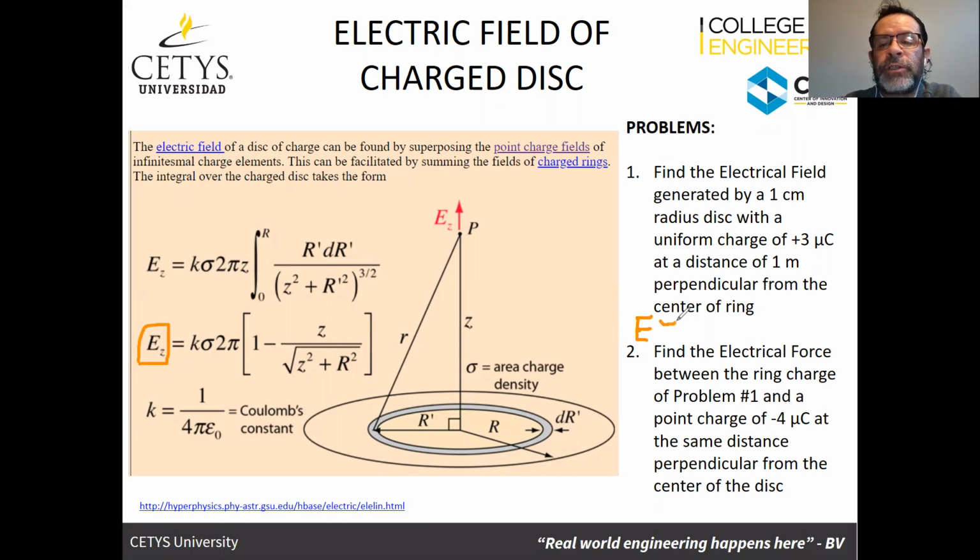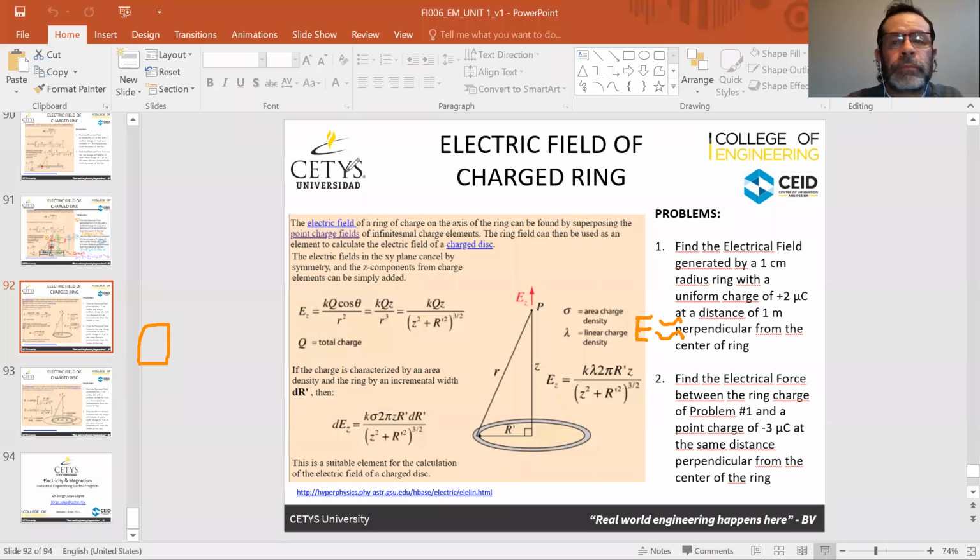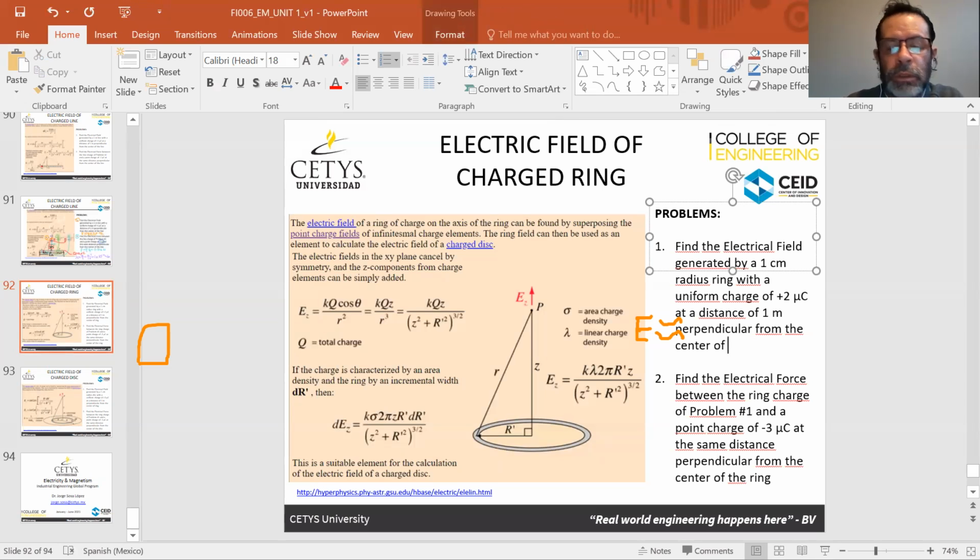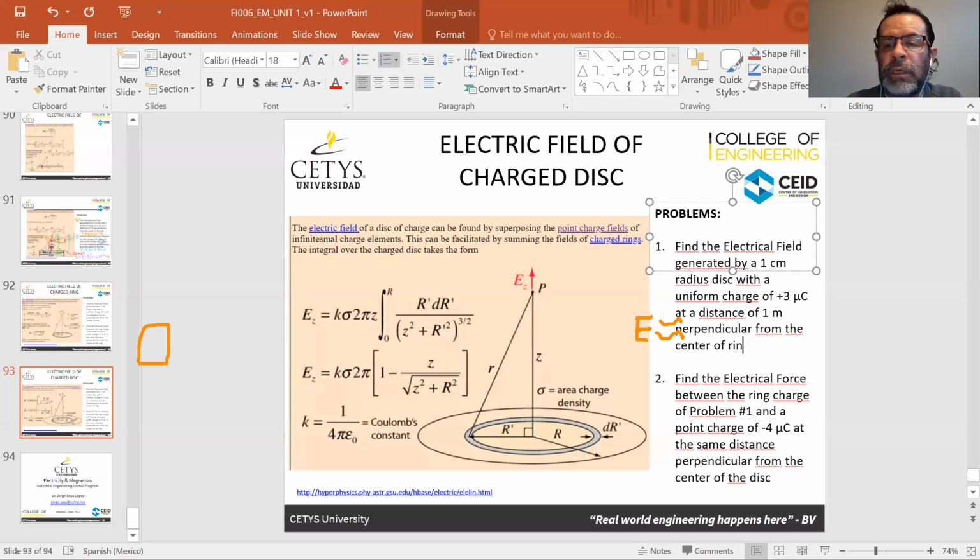Now, in the first scenario or problem, we want to find the electrical field generated by a 1 centimeter radius disk with a uniform charge of 3 microcoulombs at a distance of 1 meter perpendicular from the center of the disk. Let's set this up before we go to break, and then we'll do the calculations. I need to correct something here. We're talking about a disk.